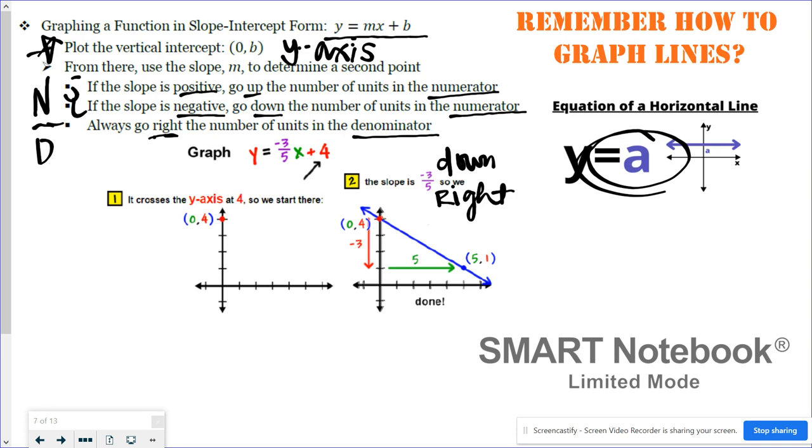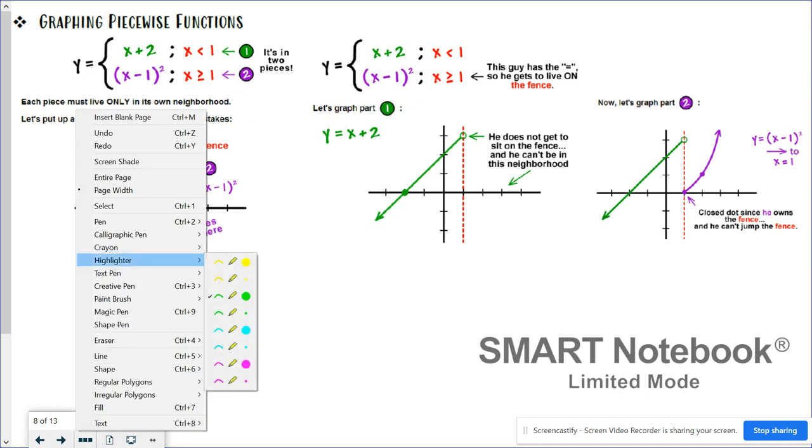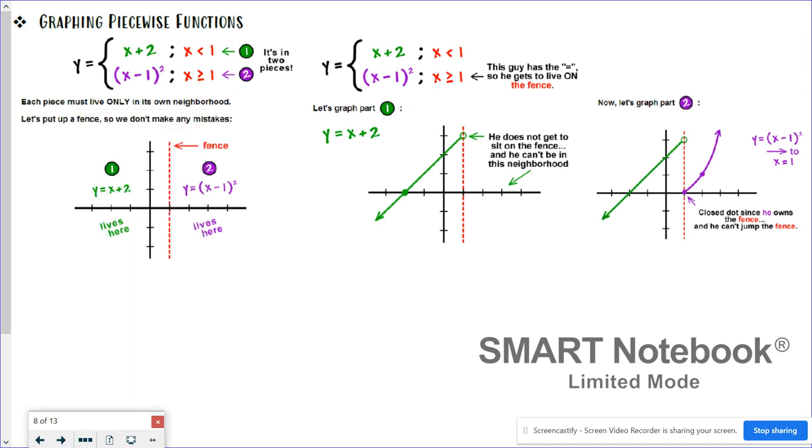So our piecewise functions will be made up of linear pieces, okay? And as you know, each of these linear pieces is going to, well, only exist in part of our coordinate plane and not the entire coordinate plane. So here's an example of how we go about graphing piecewise functions. Each piece of our piecewise function has its own neighborhood that they're going to reside in. So the first thing we have to do is put up some fences, okay? And that's what they are talking about here, right?